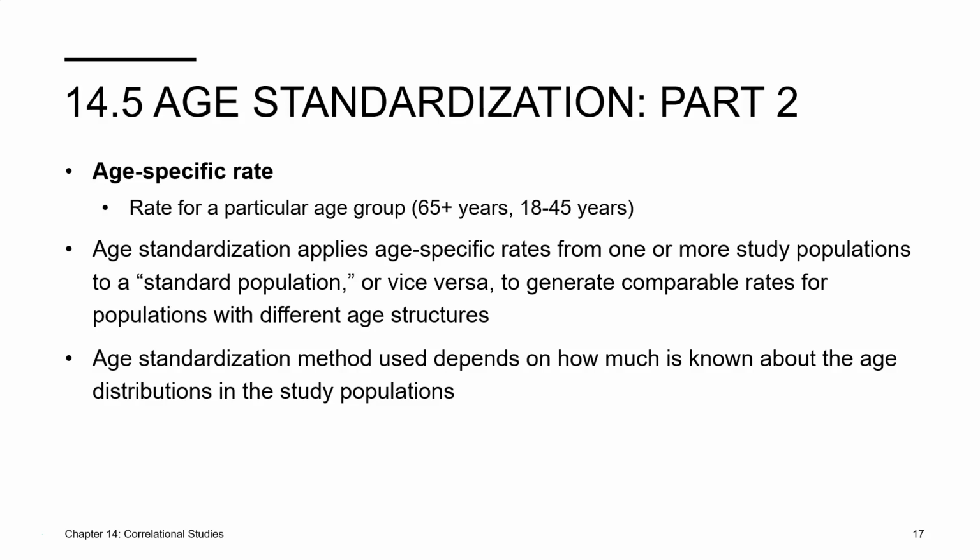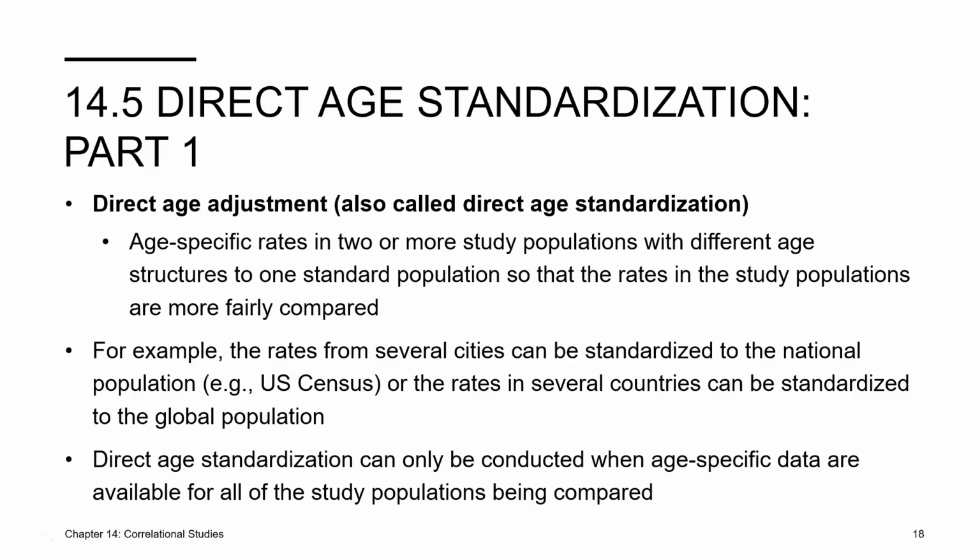A direct age adjustment is an age-specific rate in two or more study populations with different age structures that is compared to one standard population, so the rates in the study population are more fairly compared. So for example, the rates from several cities in the U.S. could be standardized to the national population, say from data from the U.S. Census, or the rates in several countries can be standardized to the global population.